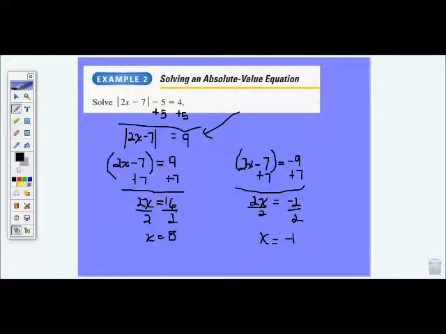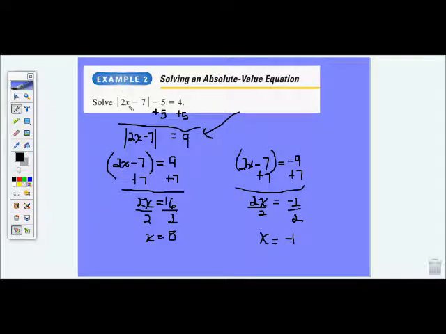Let's go back to our original. Now you could go back to the simplified one, or perhaps you want to go all the way back to the original one just to be safe. So let's see if we can do that. Let's do 2 times 8, 16, minus 7. 16 minus 7 is 9. Absolute value doesn't change that. It's still 9. Is 9 minus 5 equal to 4? Yes. Let's use our other one now, x equals negative 1.